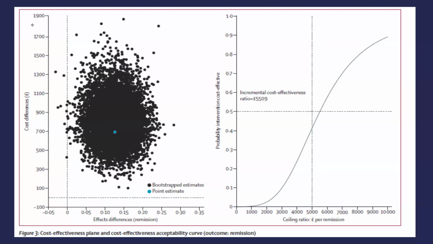This is the second outcome, remission acceptability curve. And this is also estimated a little. And 55,000 was the ICER here.